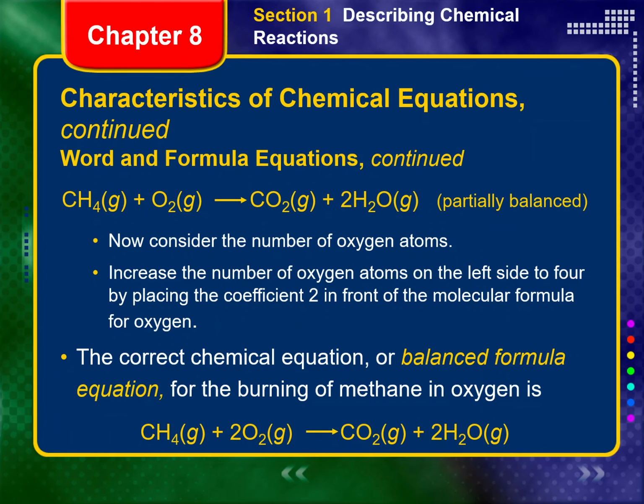Now consider the number of oxygen atoms. There are 4 oxygen atoms on the right side of the arrow in the partially balanced equation. Yet, there are only 2 oxygen atoms on the left side of the arrow. One can increase the number of oxygen atoms on the left side to 4 by placing the coefficient 2 in front of the molecular formula for oxygen. This results in a correct chemical equation, or balanced formula equation, for the burning of methane in oxygen.